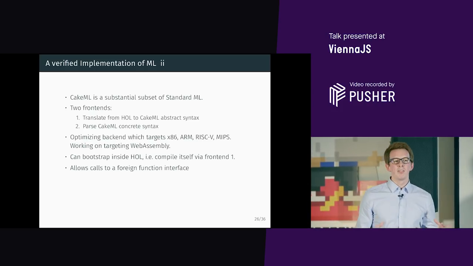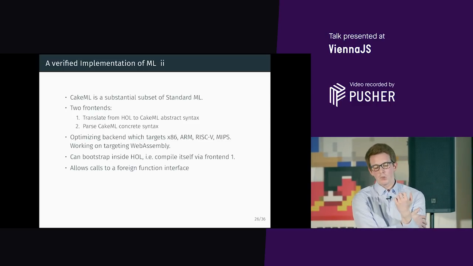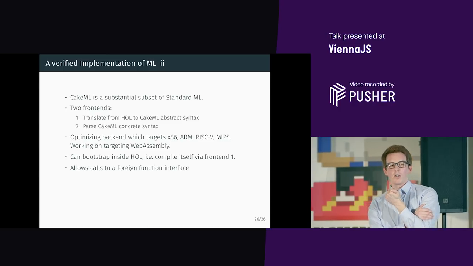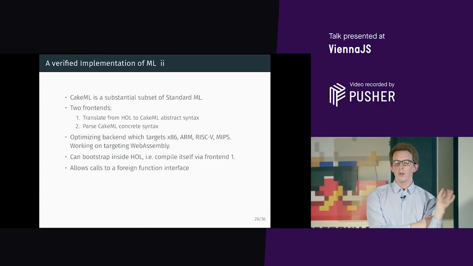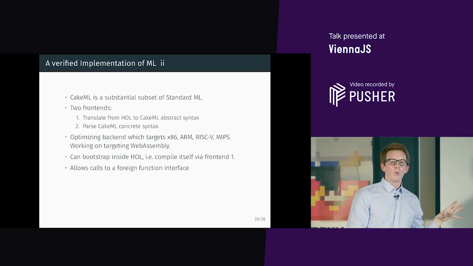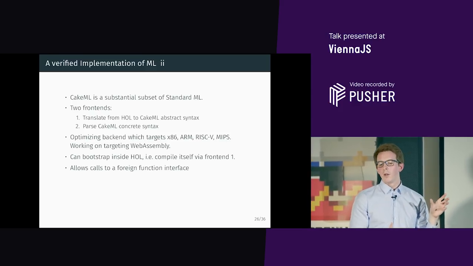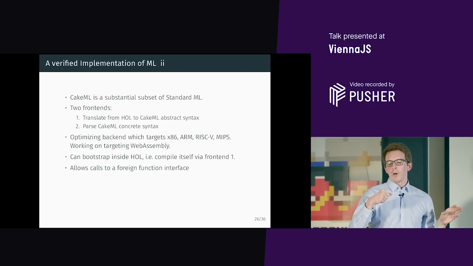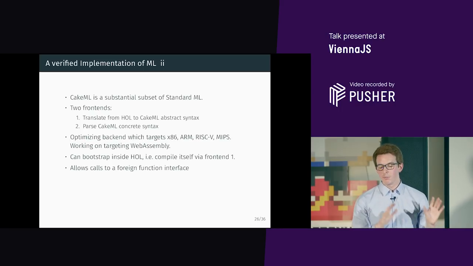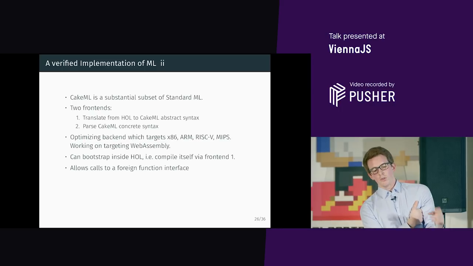The frontend is concerned with the parser and how you get code into the compiler, right? So the first way is that you translate from HOL, which is a higher order logic. So this is just formulas and formal statements. You translate them into CakeML abstract syntax. This translation is also verified. And then you feed this into the compiler. This is actually the way that CakeML can compile itself, but that's a different story. And if you want to parse CakeML concrete syntax, so just a file, then this also works. So these are the two frontends.